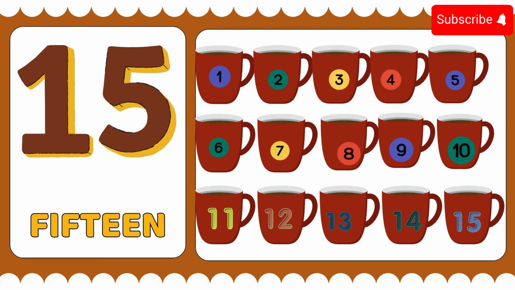15. Can you say it with me? 15. The spelling of 15 is F-I-F-T-E-E-N. Let's count cups. 1, 2, 3, 4, 5, 6, 7, 8, 9, 10, 11, 12, 13, 14, 15. 15 cups.